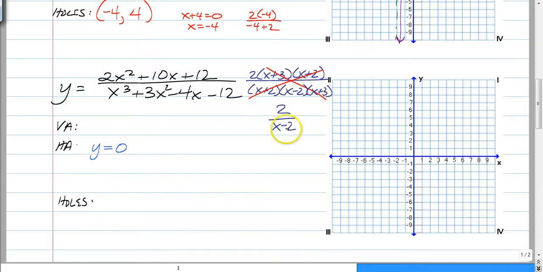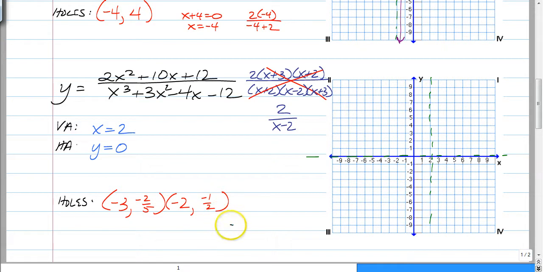We have x minus 2 in the denominator, so x is equal to 2. So we have our vertical asymptote at x equals 2, our horizontal at y equals 0, and then we have to work with 2 holes. So we canceled our x plus 3's, that's a negative 3 comma something. We canceled our x plus 2, so that's a negative 2 comma something. So you take those and substitute them back in to get a negative 2/5 when you substitute your negative 3, and a negative 1/2 when you substitute your negative 2.